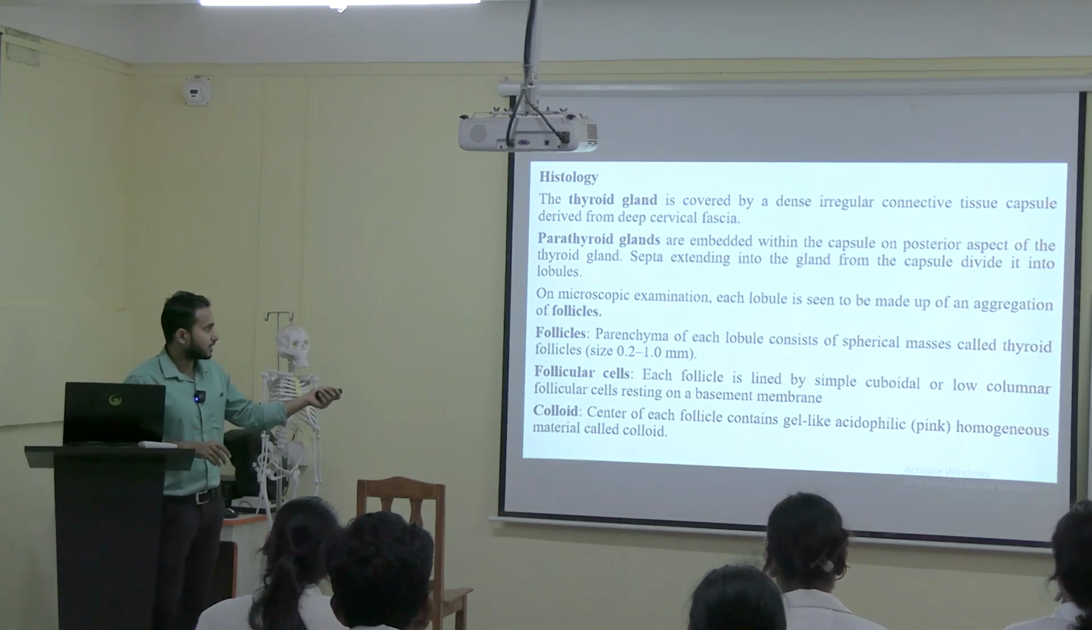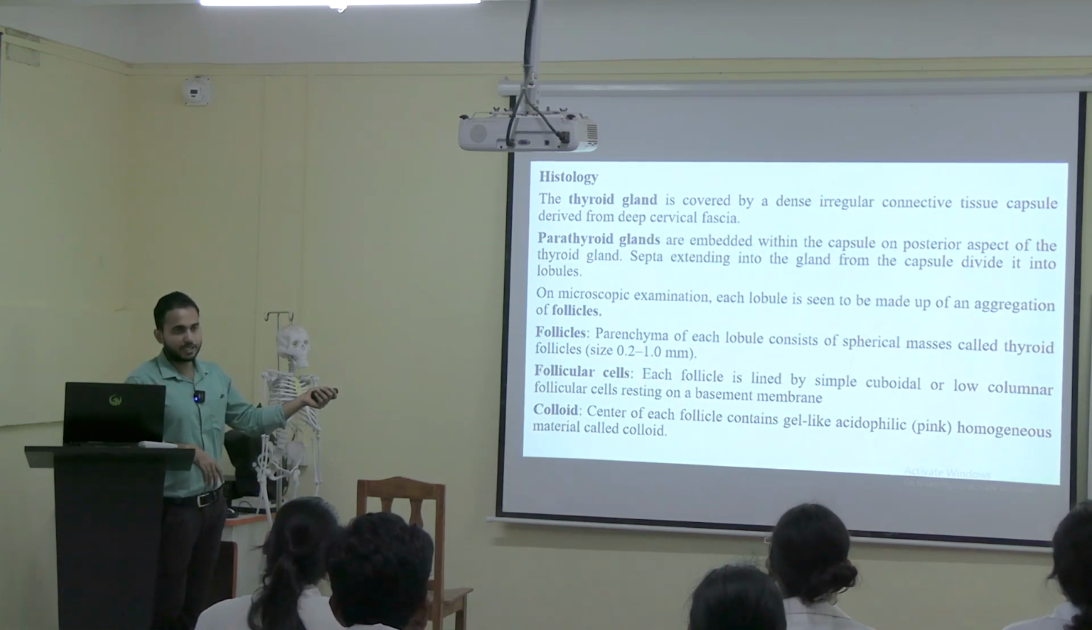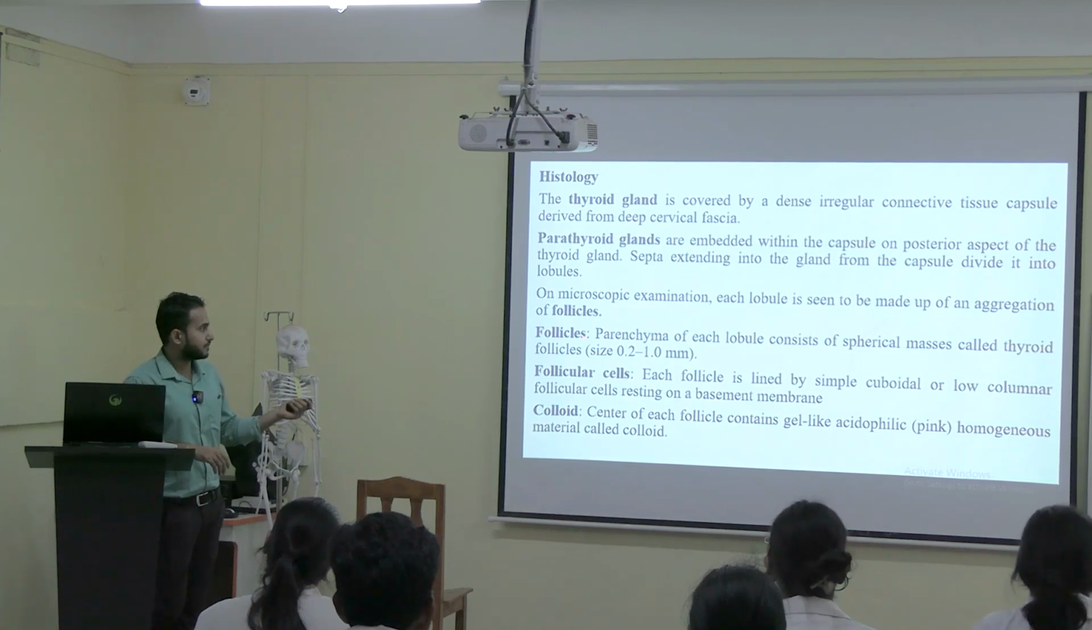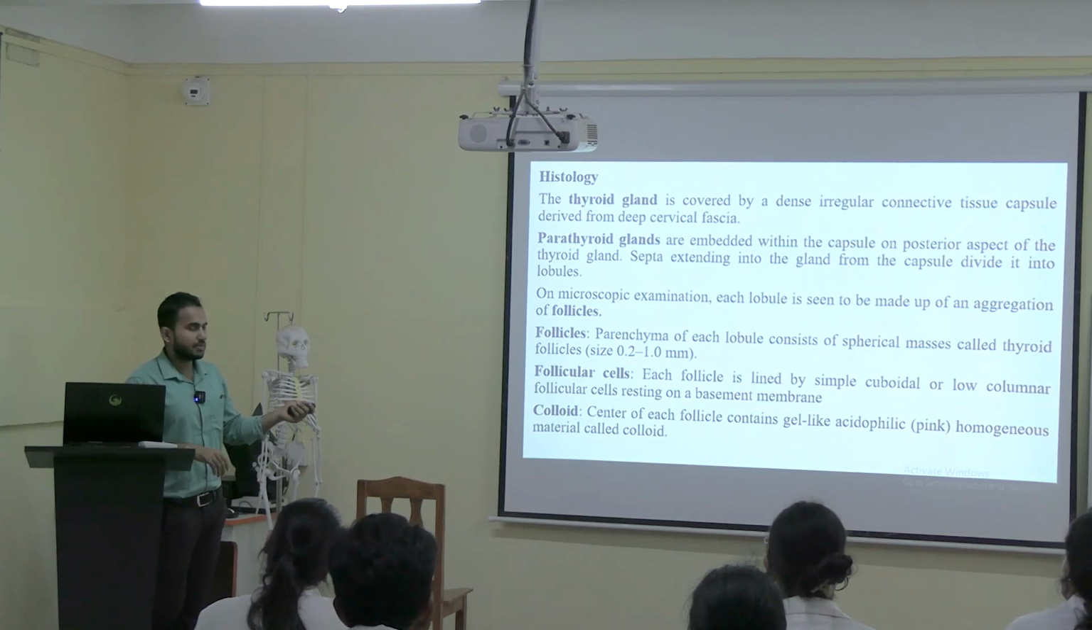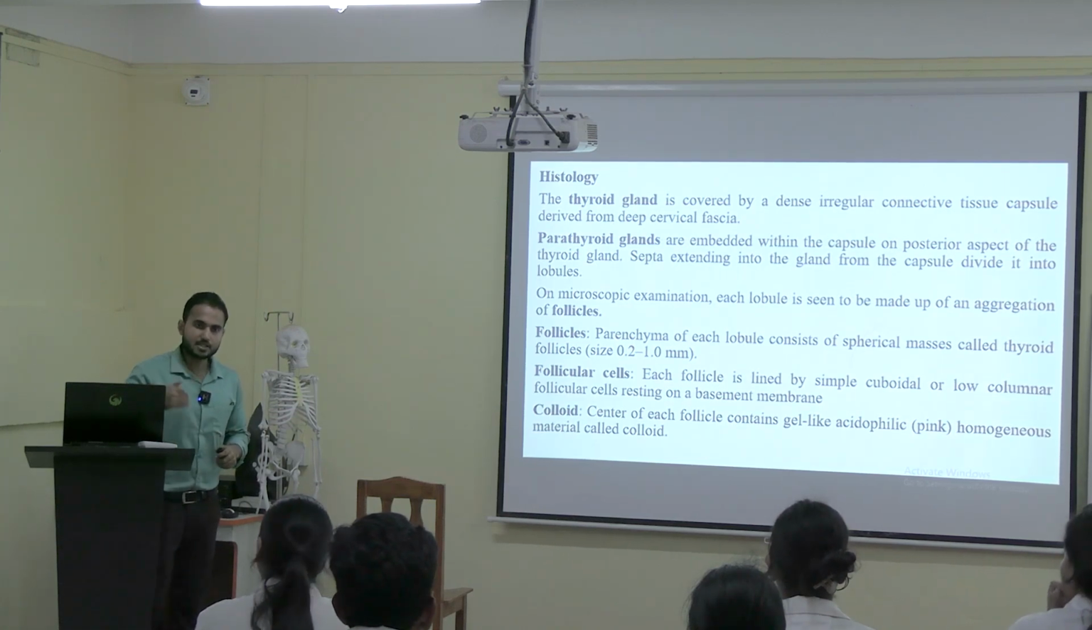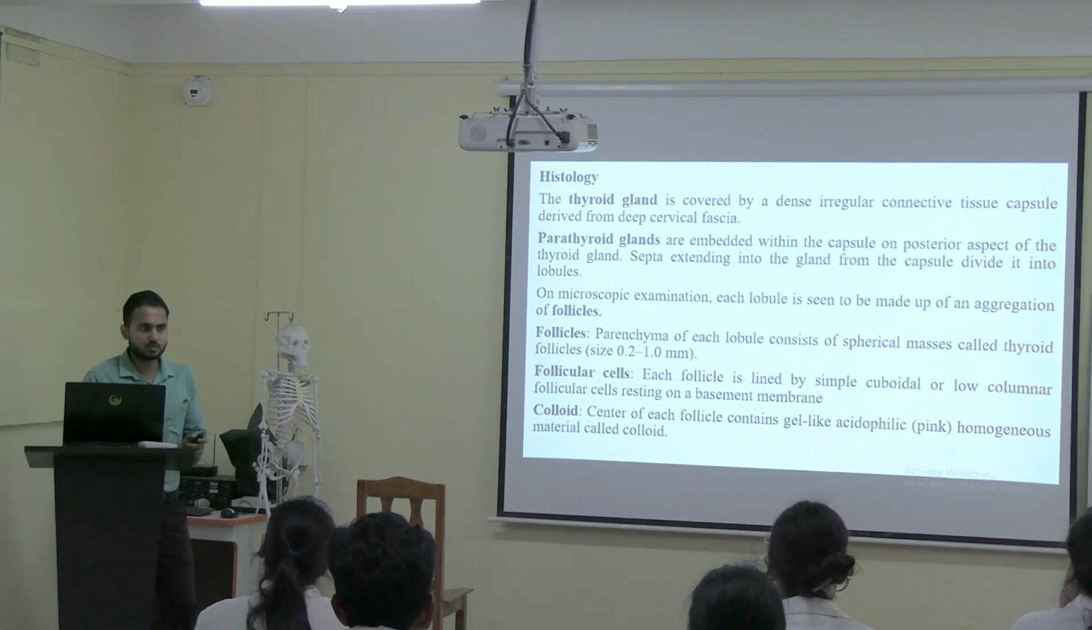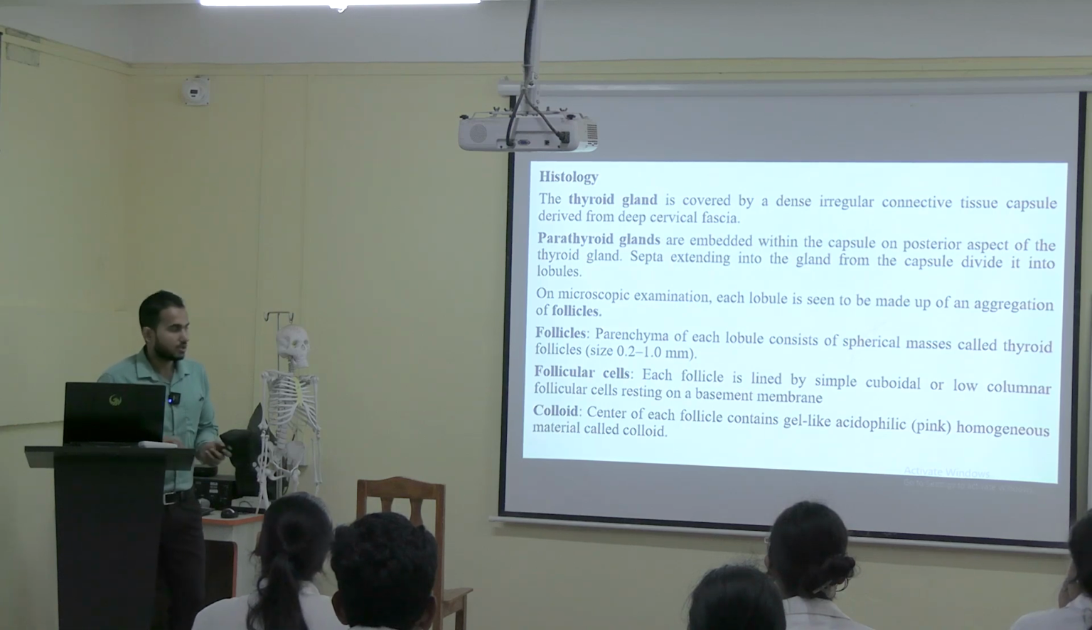Okay. So see, mainly the parenchyma of the thyroid gland is made up of follicles. These are the spherical masses called thyroid follicles. The size is 0.2 to 1 millimeter in diameter. All the follicles are not having the same size. The size of the follicles are different.